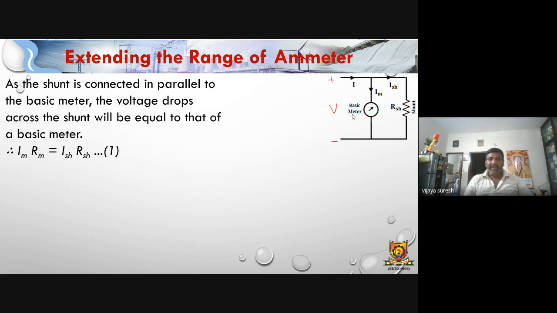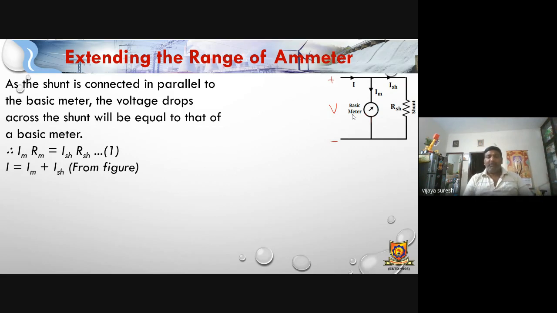Then Im Rm is nothing but the voltage drop. Im into Rm, the voltage drop across the meter, is equal to the voltage drop across the shunt resistor. So Im Rm equals ISH RSH. You can note down this circuit diagram and expressions also. Take your book and note it down.